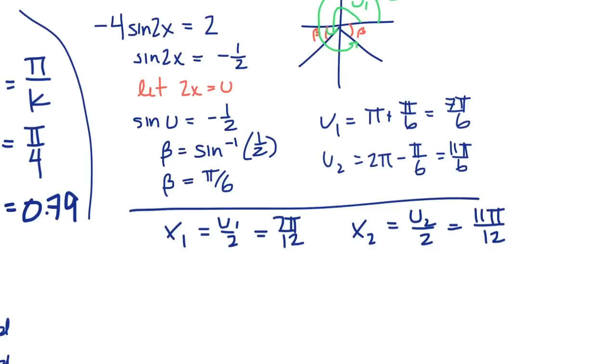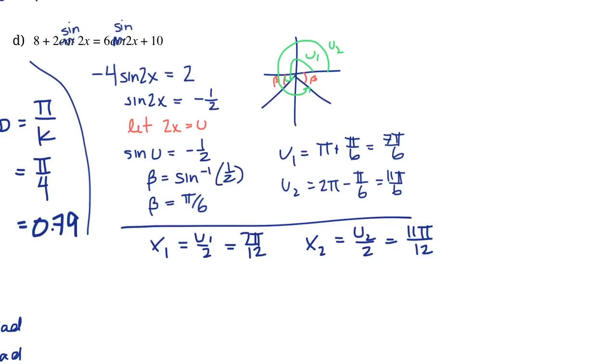So that's good. We found our first 2 solutions of x, right? And it occurs at 7 pi by 12 and 11 pi by 12. Are those the only 2 solutions, though? Well, let's think about it this way.